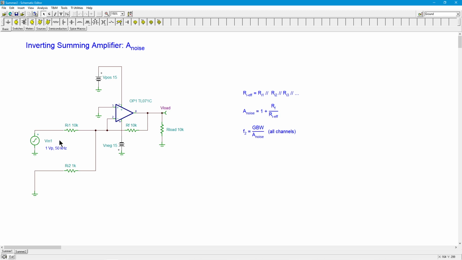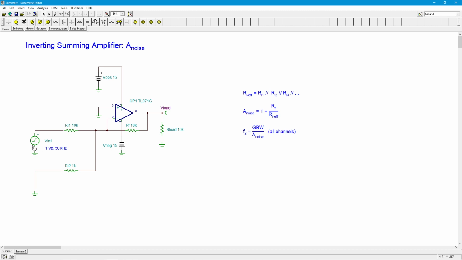So this makes it a little bit more clear when I'm looking at V1 and I ask, what is the noise gain? Well, I would short this and then find out what the effective RI is. If I had more inputs, it would be very clear that all of these go from this virtual ground node to ground. So the effective RI is RI1 in parallel with RI2, in parallel with RI3, in parallel with however many RIs you have. You take that and calculate the value of the noise gain, and then you can use that value for your F2 calculation. All channels get that bandwidth.